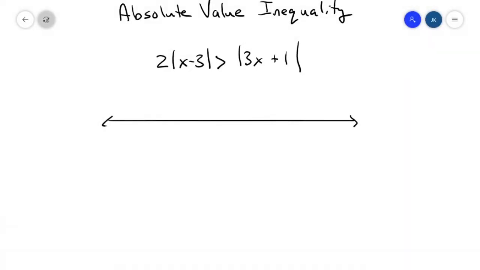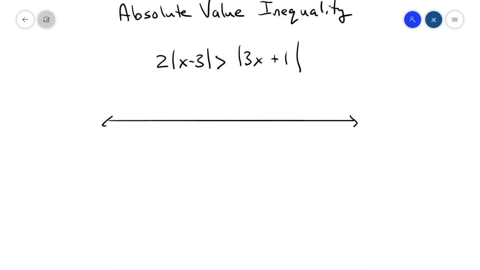In this video, we're going to look at a quick example of solving an absolute value inequality. Hi, everybody. I want to take some time here to answer a question that I got about an absolute value inequality. The inequality that we got was 2 times the absolute value of x minus 3 is greater than the absolute value of 3x plus 1.